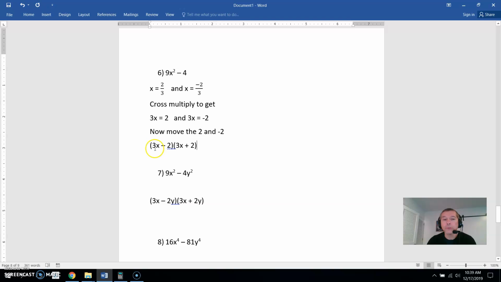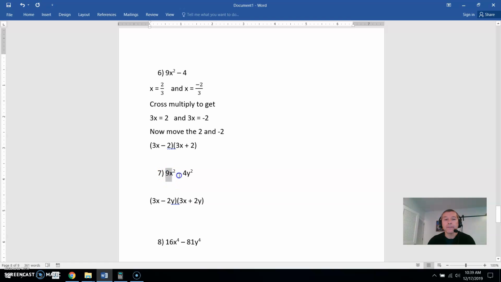You could also FOIL the whole thing together. 3x times 3x is 9x squared. 3x times 2 is 6x, but minus 2 times 3x is minus 6x, and they cancel out. And then minus 2 times 2 is minus 4. So this is what that factors into.